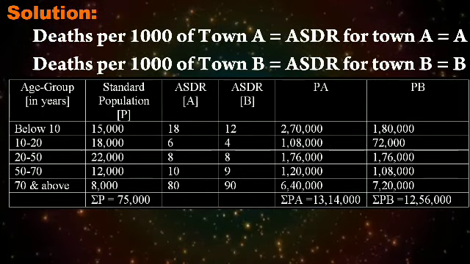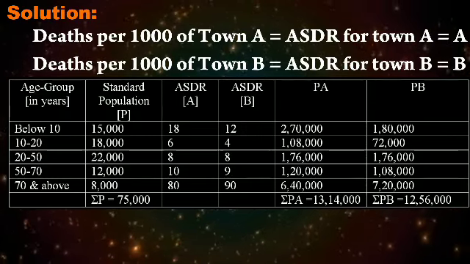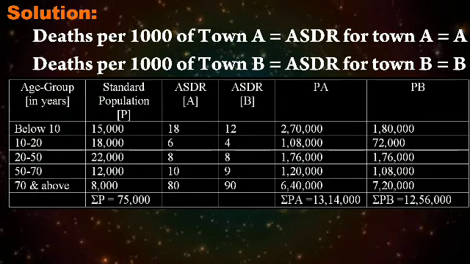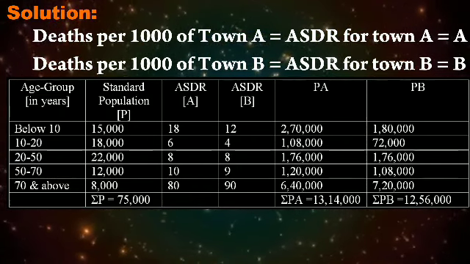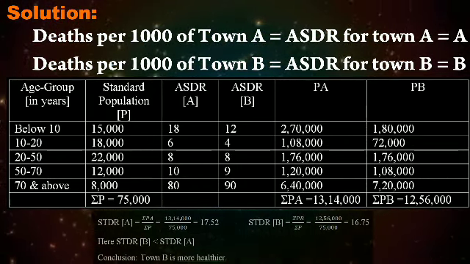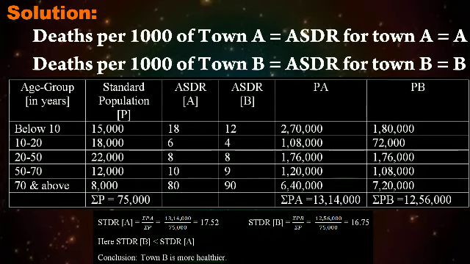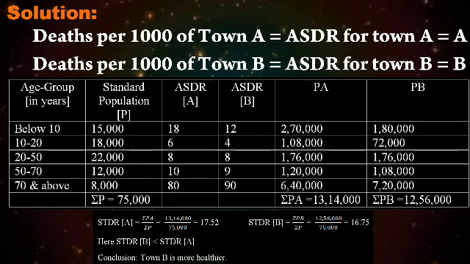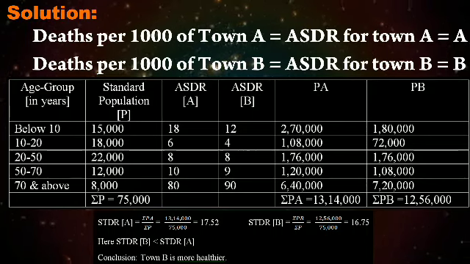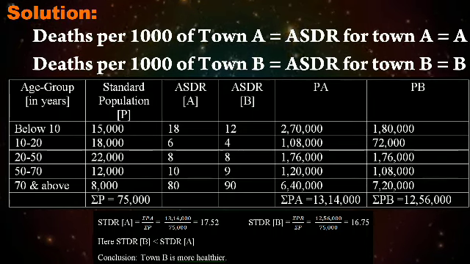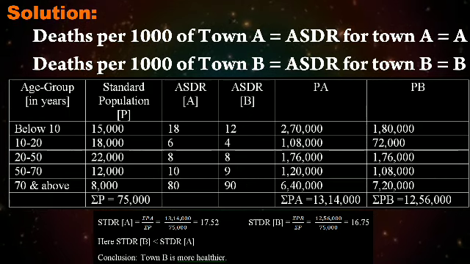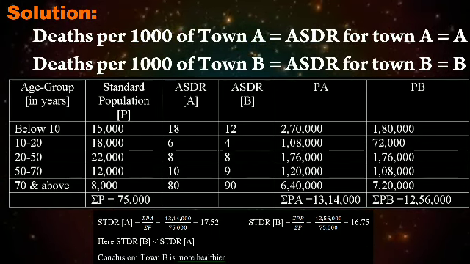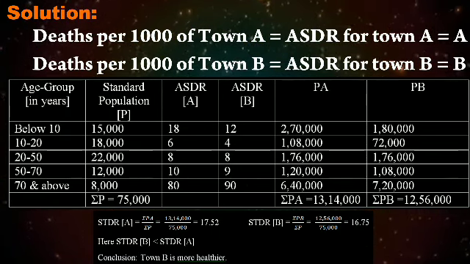12,56,000. After the completion of the given table, the next step is to find the standardized death rate for both the towns A and B. Now, for the first town, find STDR of the first town A. STDR of A equal to, write the formula, sigma PA divided by sigma P. Substitute in the formula, which is equal to 13,14,000 divided by 75,000, which is equal to 17.52.